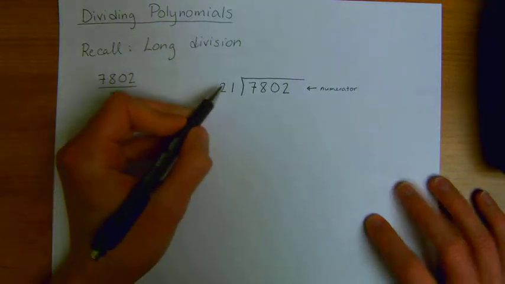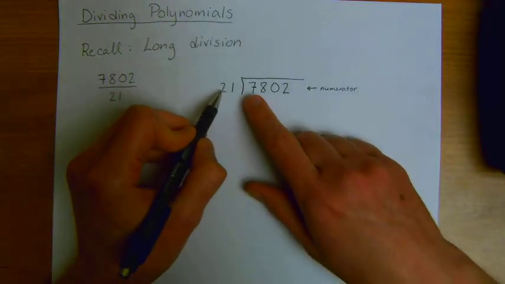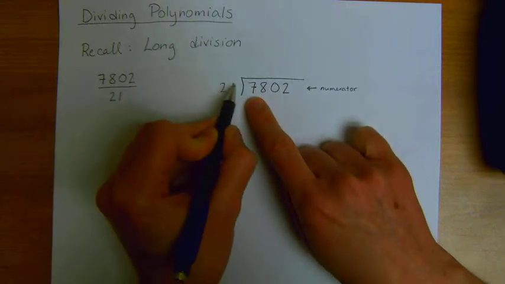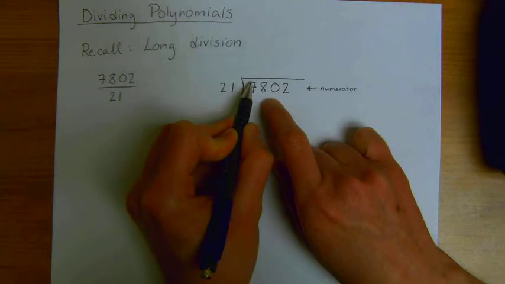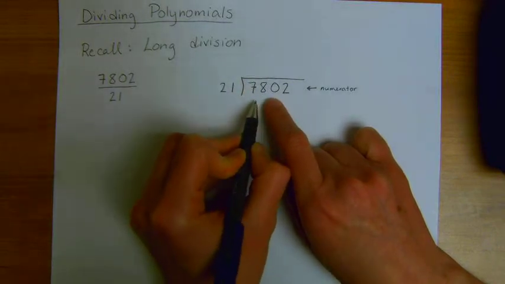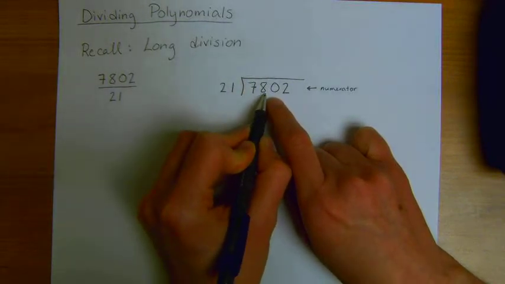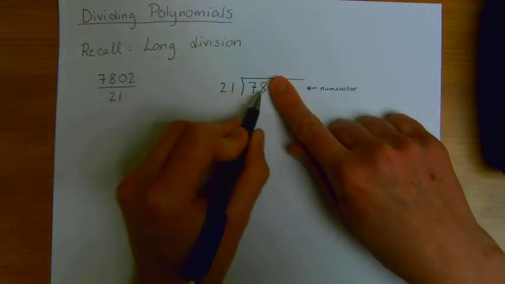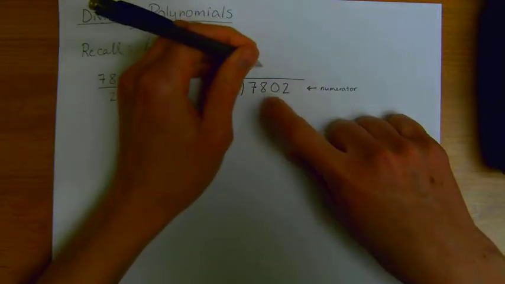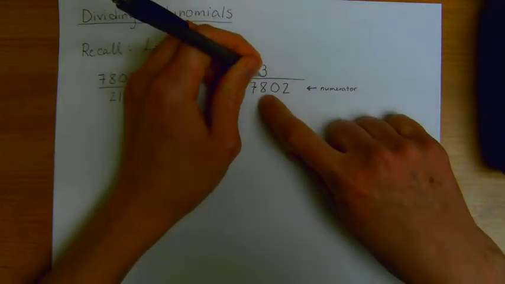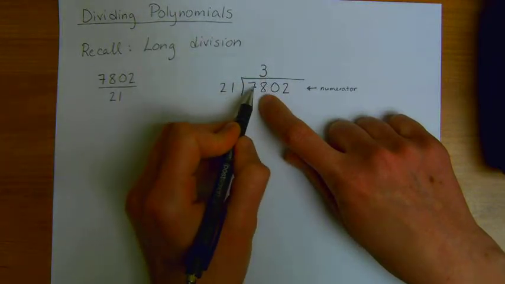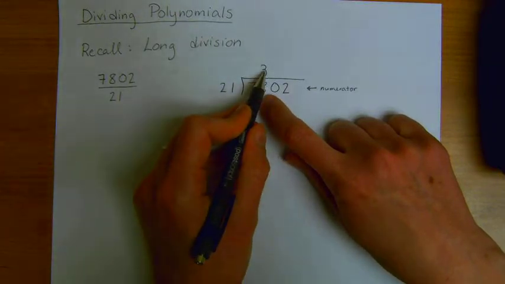And the first question that we ask ourselves, because this is multi-digit long division, we say how many times does 21 go into this 78? And of course 78 is actually shorthand notation for 7,800. That's what we're asking. So how many times does 21 go into 78? It goes in 3 times, and really this 3 is in the hundreds place, because 21 goes into 7,800 300 times.